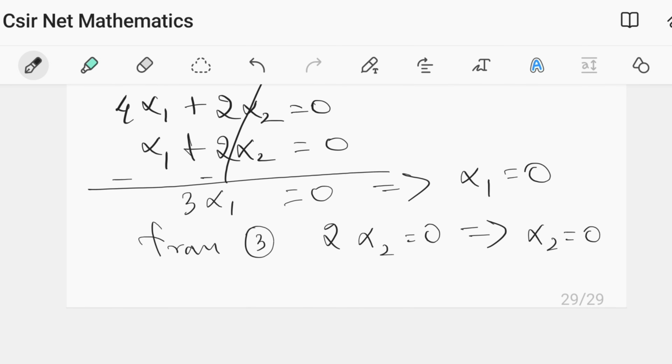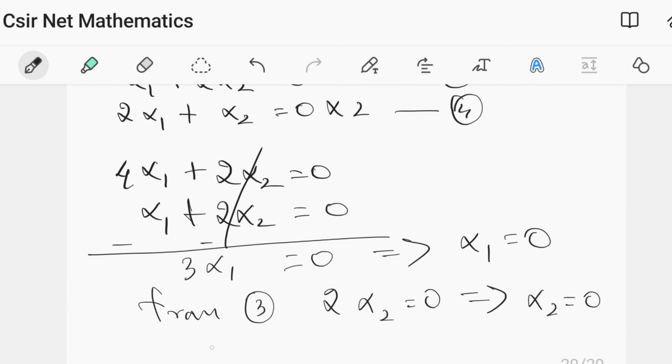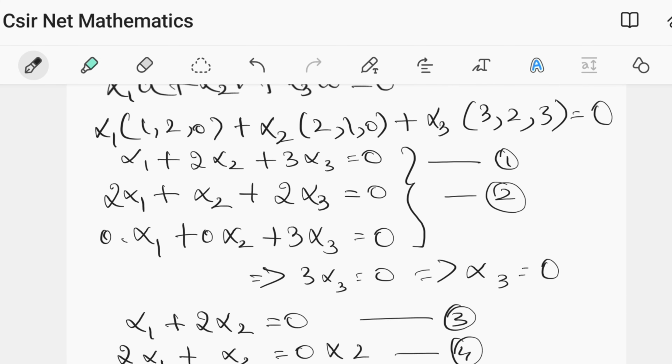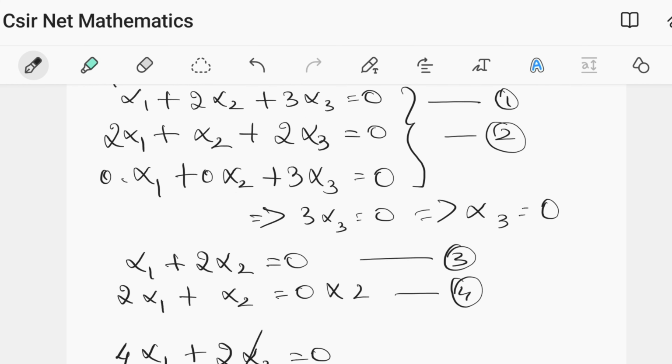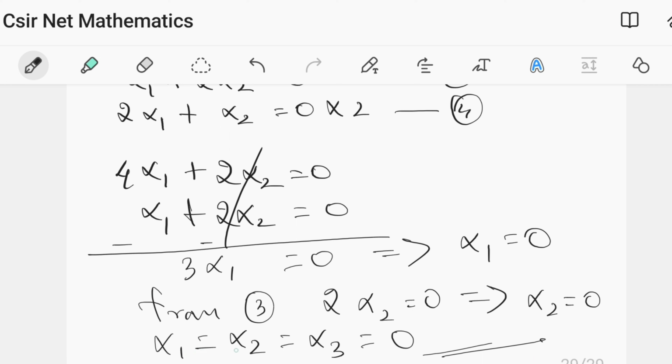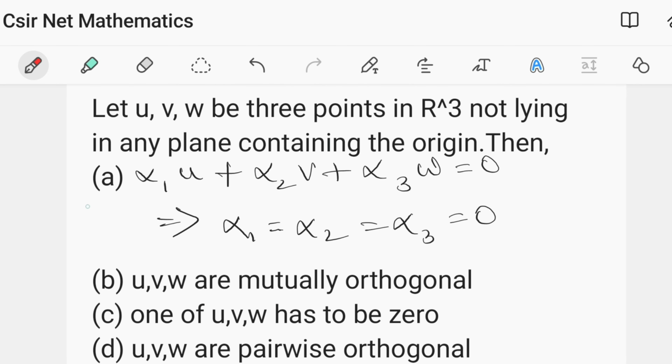So on all these simplifications, we got alpha 1 equal to alpha 2 equal to alpha 3 equal to 0. Therefore, the first option, alpha 1 U plus alpha 2 V plus alpha 3 W equal to 0, implies alpha 1 equal to alpha 2 equal to alpha 3 equal to 0. Option A is the correct option.